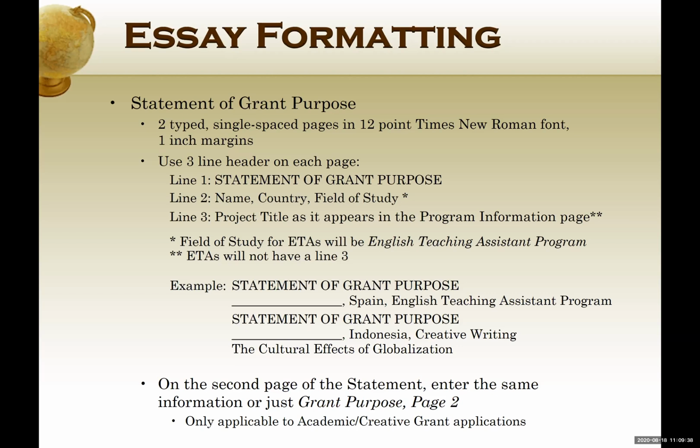And then put your field of study. That field of study is English Teaching Assistant program if you are applying to do an ETA. If not, then it's the field of study that your master's degree that you're applying for, or the research project or creative project you're planning on doing falls under. And then line 3 only applies if you are an academic or creative applicant. Line 3 is the title of your project, whatever title you come up with. And so I have some examples here. The first example is for an ETA. The second example is for someone doing, in this case, creative writing, so a creative project.